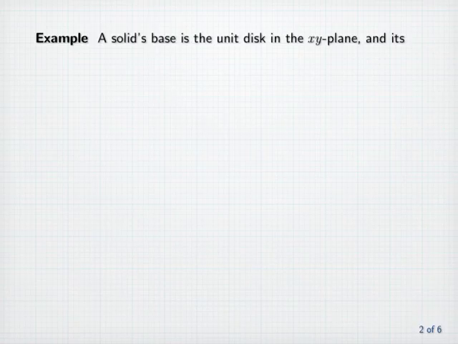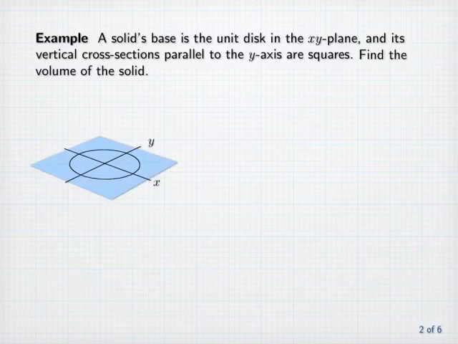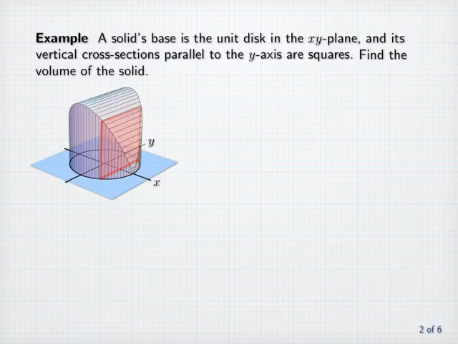Example: the solid's base is the unit disk in the xy plane, and its vertical cross-sections parallel to the y-axis are squares. Find the volume of the solid. To get a picture of the solid here, imagine first the xy plane lying horizontally as shown here with the unit circle, which is the base of the solid. Here's a typical vertical cross-section parallel to the y-axis, or perpendicular to the x-axis. And this is what the solid looks like.